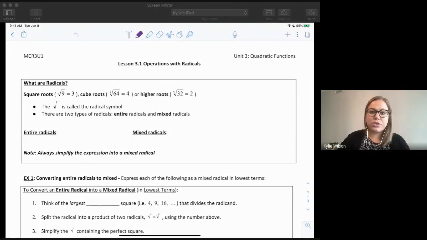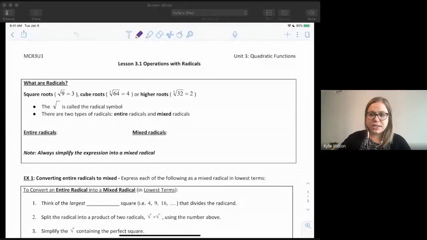All right, so Unit 4 is all about quadratics. So it's very similar to some of the stuff you've done in grade 10, but there are a few changes. And this first lesson is the first major difference. So the first thing we're going to talk about are operations with radicals.